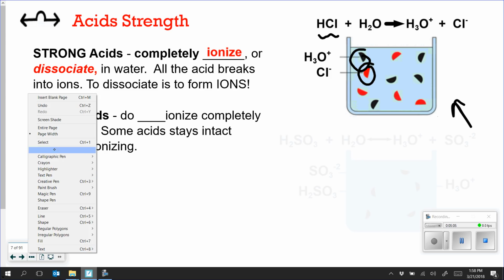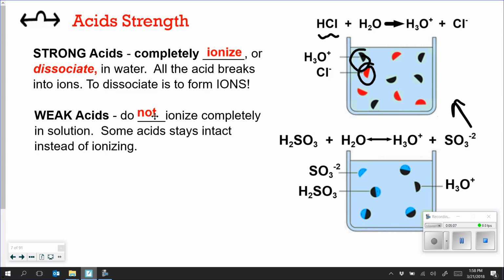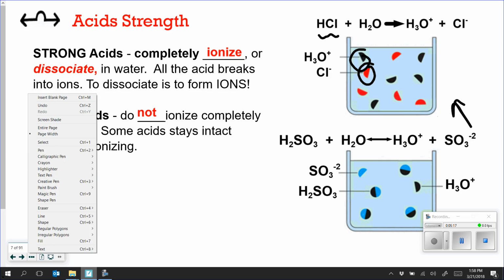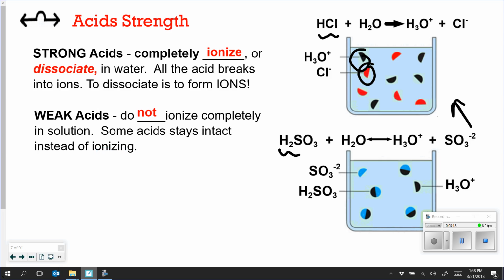If you're talking about a weak acid, they're going to not ionize completely in solution. Some of that acid is going to stay intact instead of ionizing. So you notice over here, on the right, we have a weak acid. When it dissolves in water, some of it dissociates, but some of it stays together and stays intact as the original acid. And so that's going to be the sign of a weak acid.